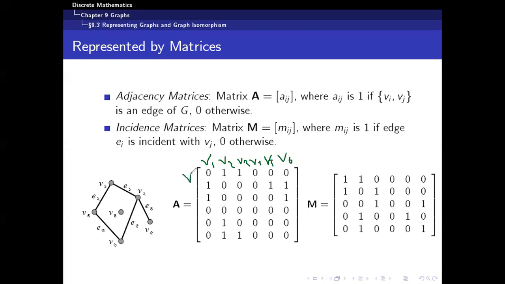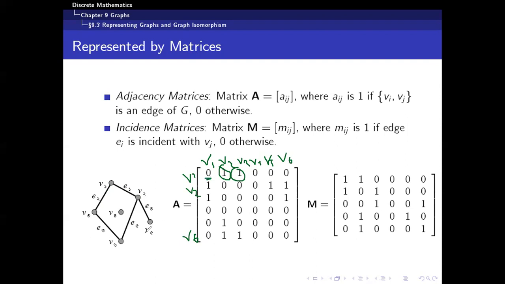Similarly, here is also V1, V2 up to V6. Then you need to find whether there is a connection from V1 to V2. So V1 with V2, there is a 1. V1 with V3, you can find there is a 1. So V1 and V2 is an edge of this graph, so there will be 1, otherwise 0. Is there any loop, V1 with V1? Is there any loop in this graph? No, sir. There is no loop, so you can see it is 0.